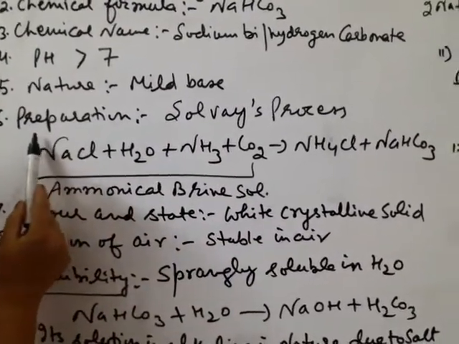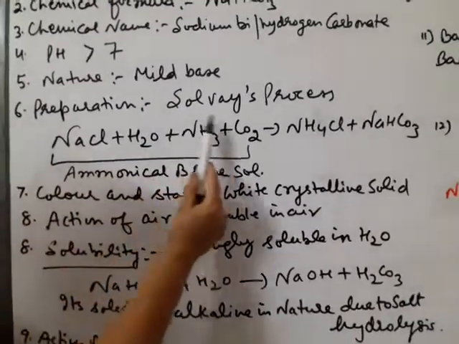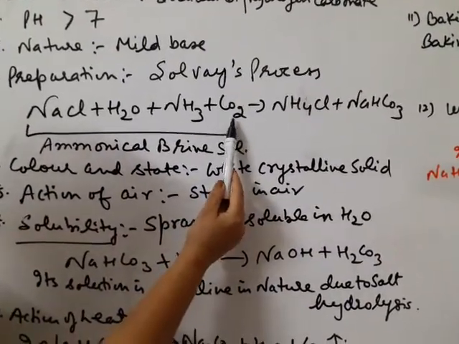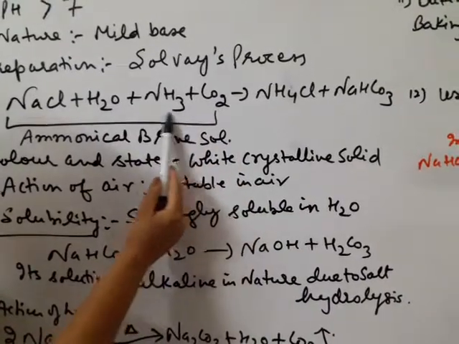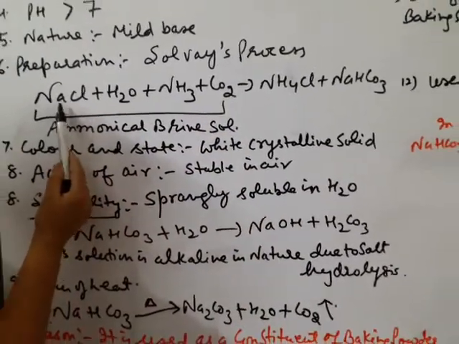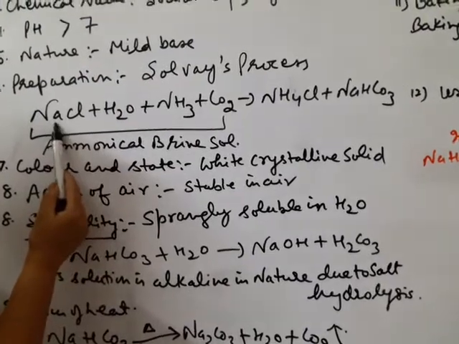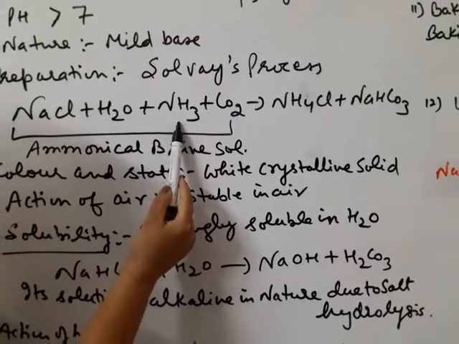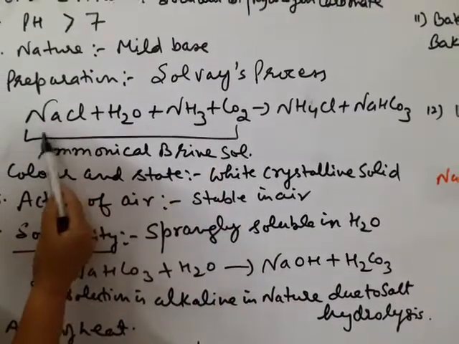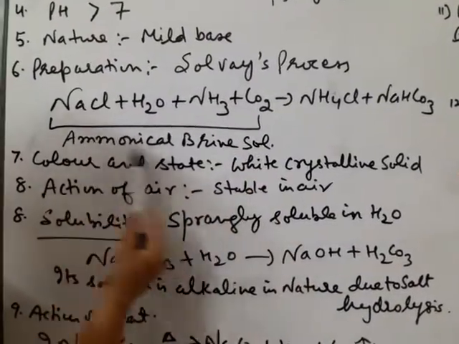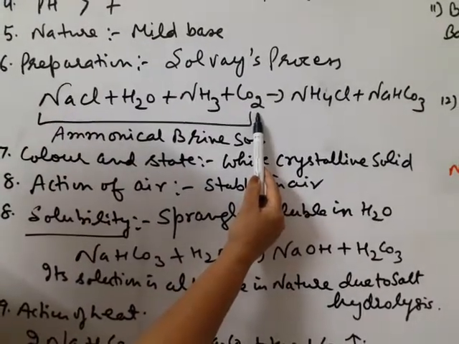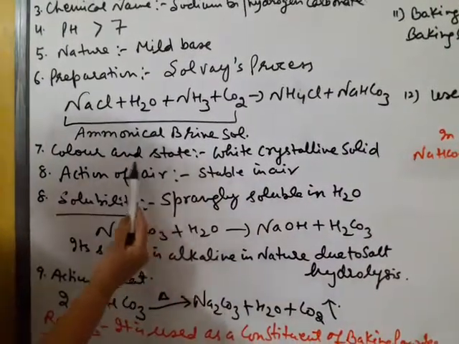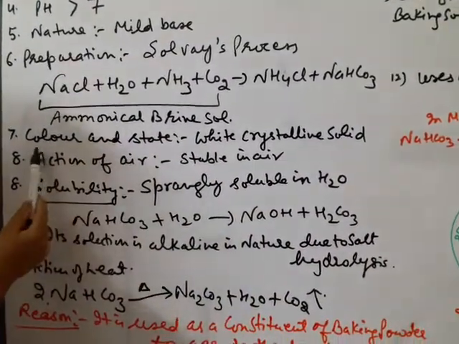How is it prepared? It is prepared by the Solvay process. What we do is pass carbon dioxide gas in ammoniacal brine solution. Brine solution is NaCl plus H2O. But when we add ammonia in it, it becomes ammoniacal brine solution. And when we pass carbon dioxide in it, ammonium chloride and baking soda are formed, and the reaction is balanced.